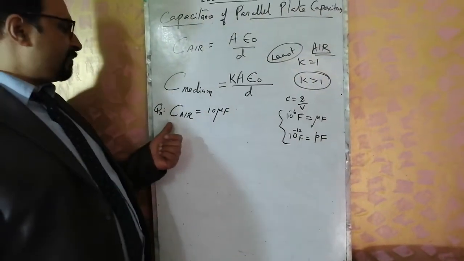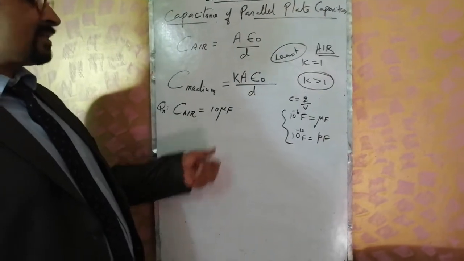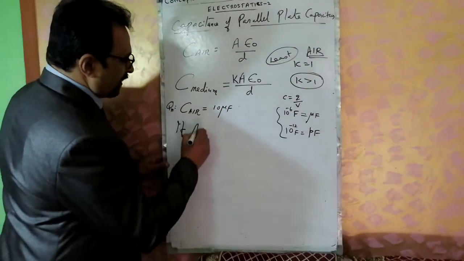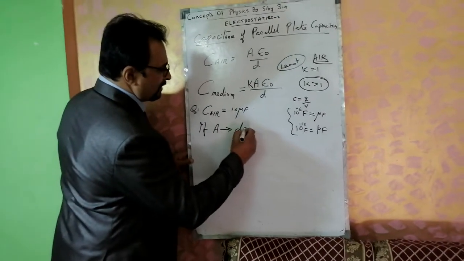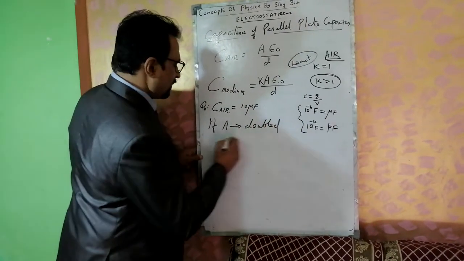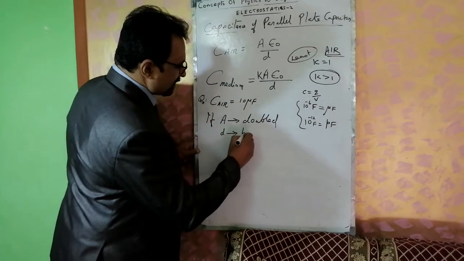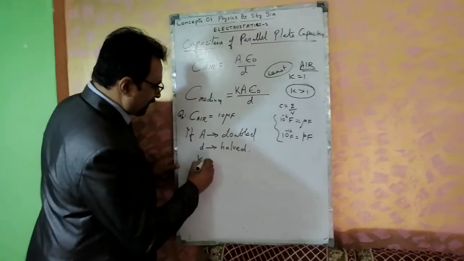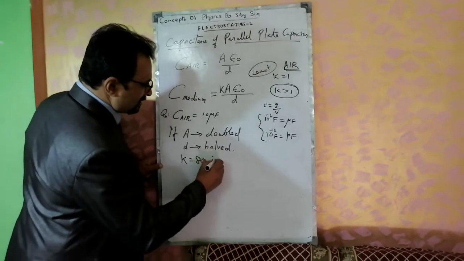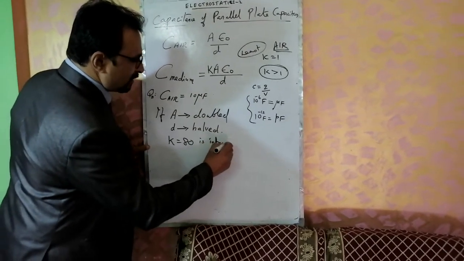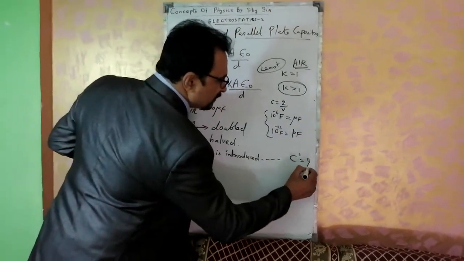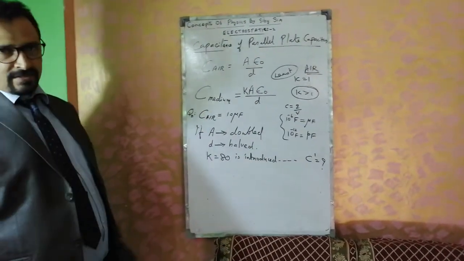So there is a parallel plate capacitor, the capacitance is 10 microfarad. If the area of each plate is doubled, and the distance between the plates is halved, and a material of dielectric constant 80 is introduced between the plates of the capacitor, what will happen to its capacitance? That is the question.